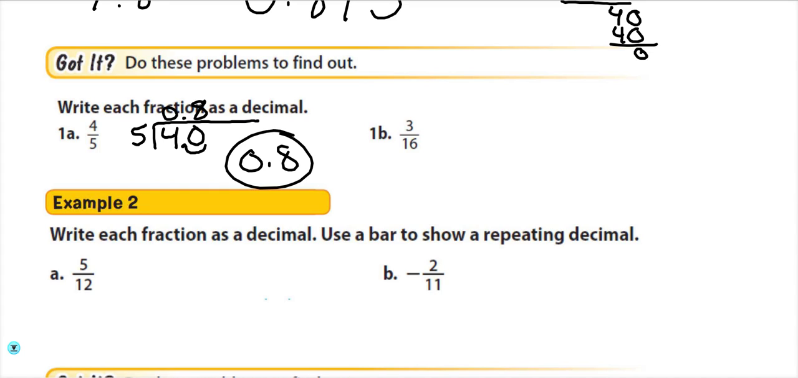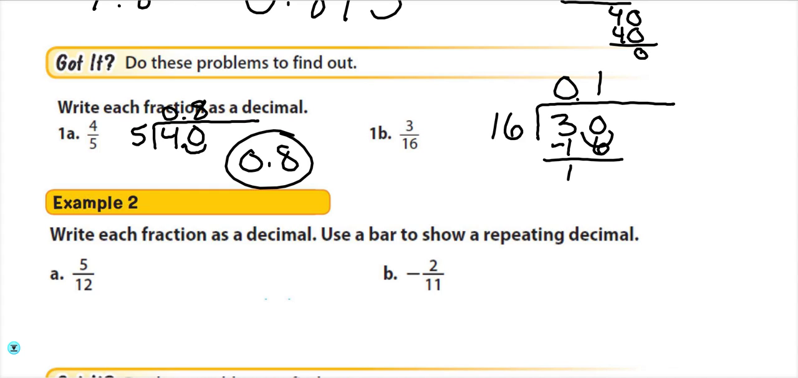We have 3/16, so we have 3 on the inside, 16 on the outside. Bring in your 0. Okay, 16 goes into 30 just one time, which is 16. And we have 14 left over. We need to bring in a 0. And let's see here. How many times does that go in? Looks like 8 times. Let's see. 8 times, so we have 16 times 8. And that's going to give us 128.